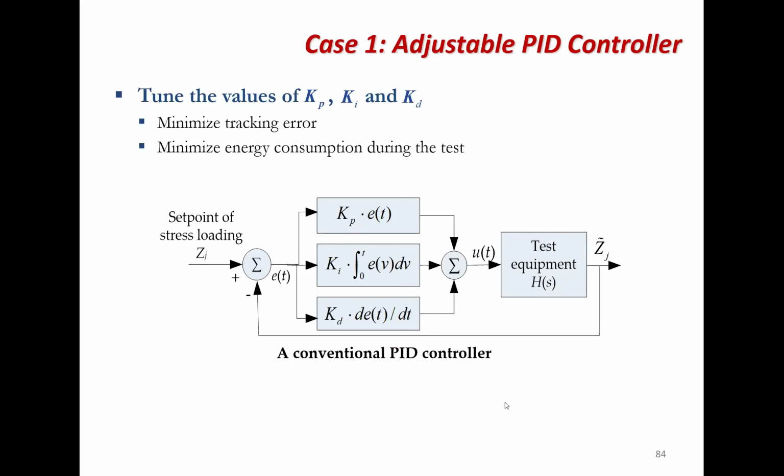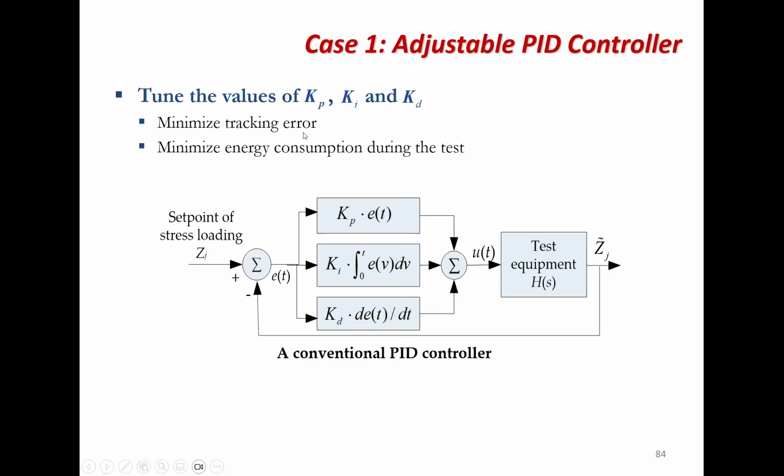Now, as a demonstration, I consider what if the controller of the testing equipment is simply a PID controller, where we have the capability to adjust the KP, KI, KD parameters. So this is an adjustable PID controller. And we treat this as a conventional PID controller. We try to minimize the tracking error.